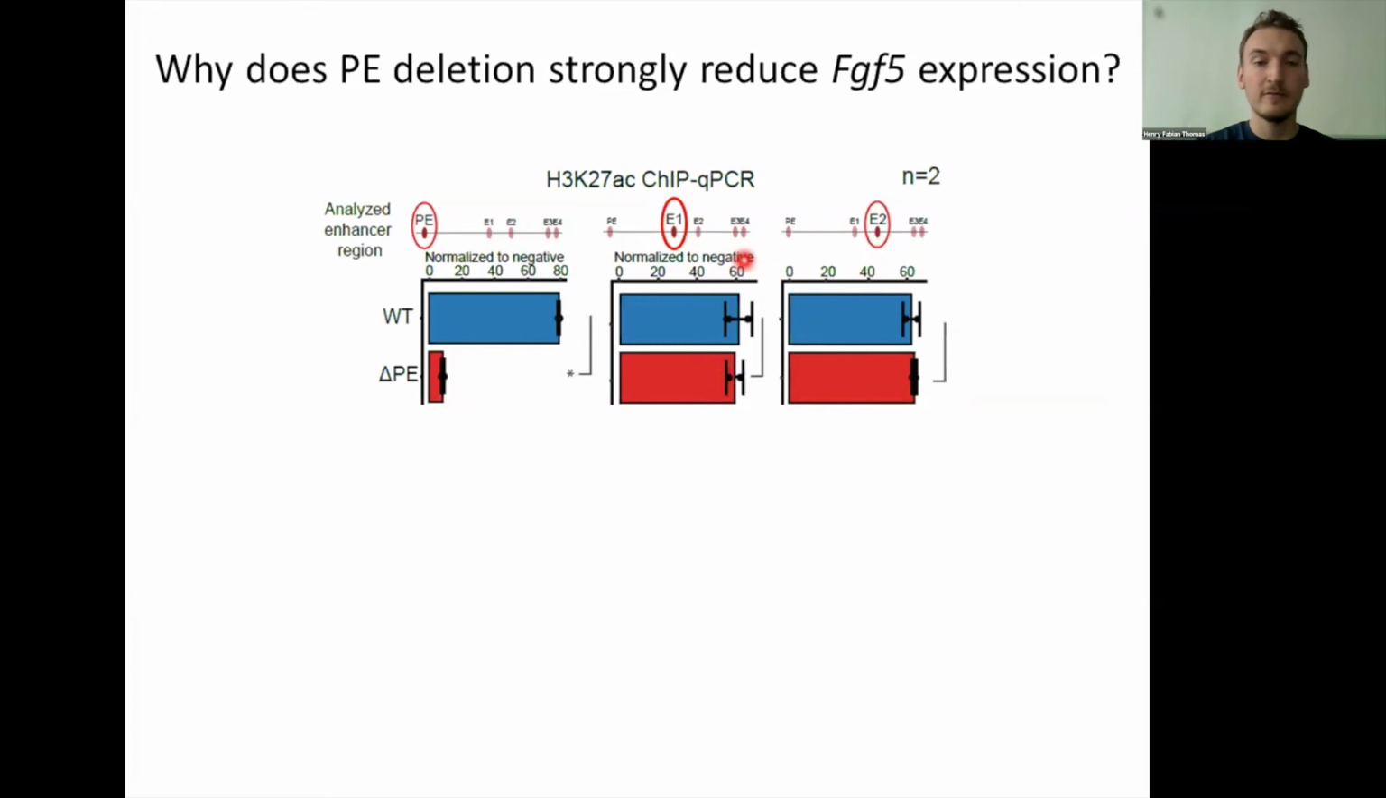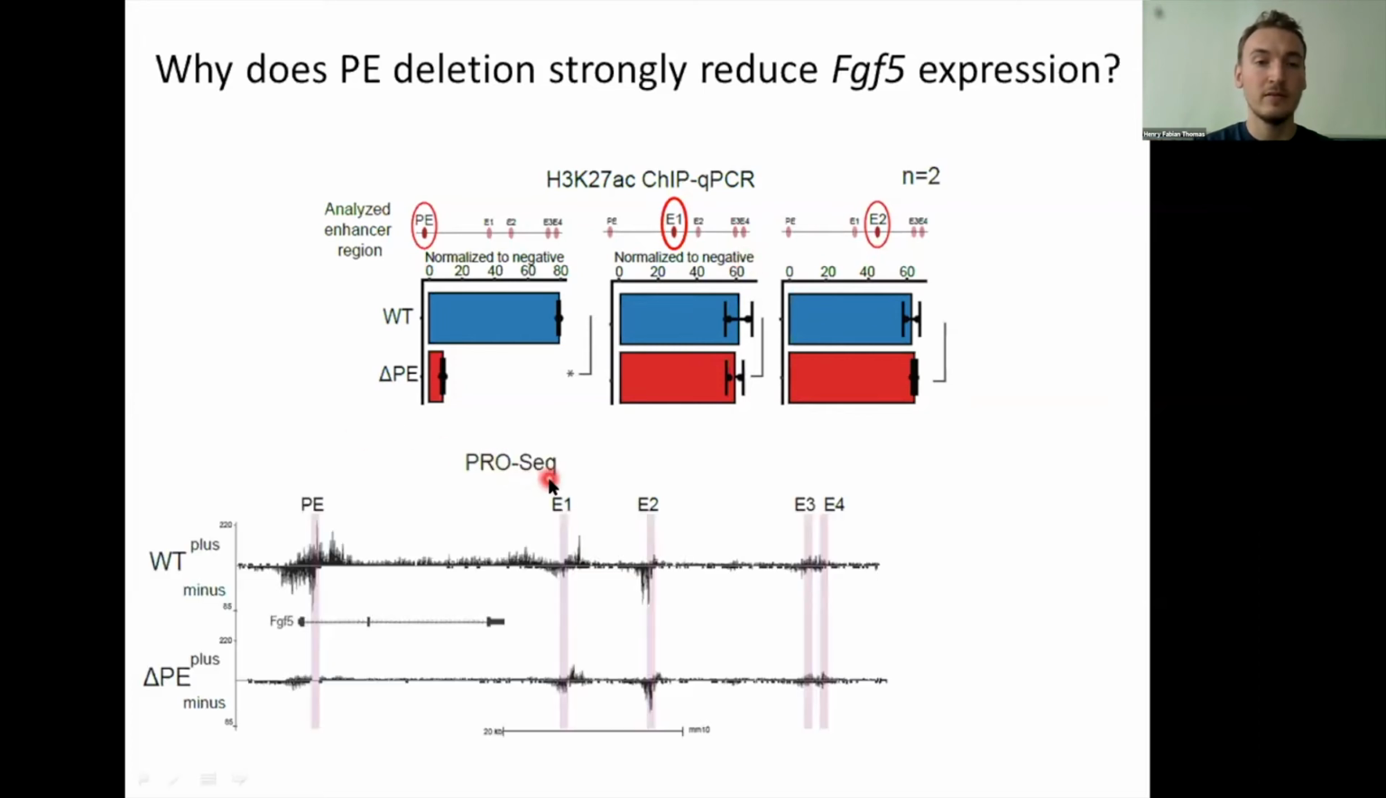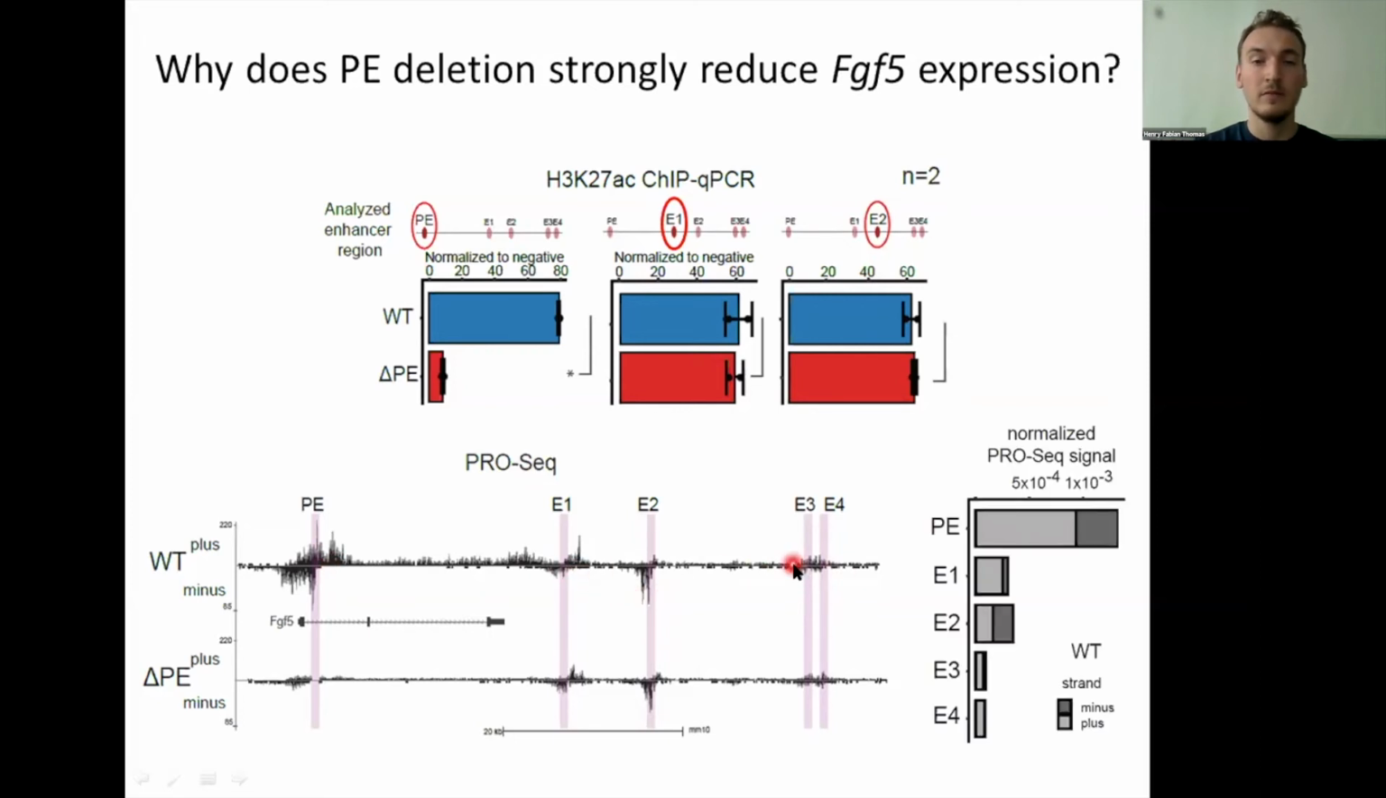But to solve this question, I want to take you back to the PRO-seq data that I showed you before. Because if we look closely, we see that there's a lot of nascent transcription ongoing at the PE enhancer, much more than what we see at the enhancers E1 to E4. This is also quantified here. One confounding factor might be that PE resides within the intron, so that every polymerase transcribing the gene must pass through PE. Therefore, we also wanted to do this experiment in the cell lines where PE is upstream of the promoter, so in the knock-in cell lines that I showed you earlier.